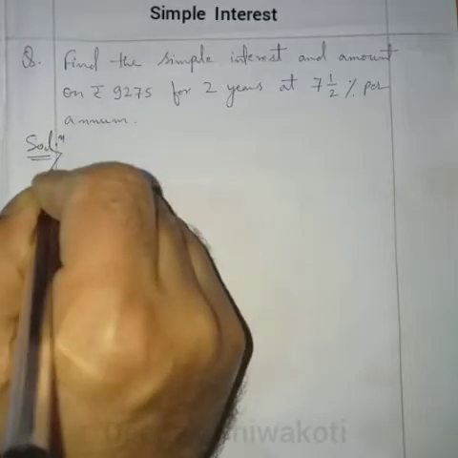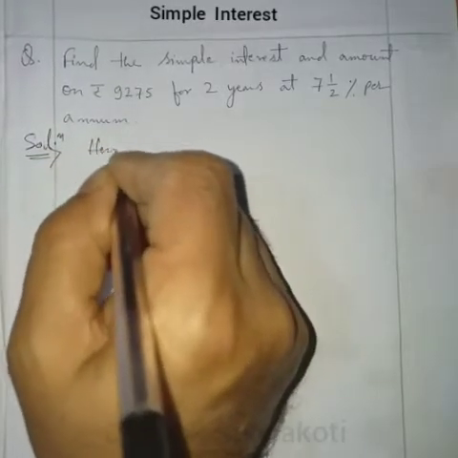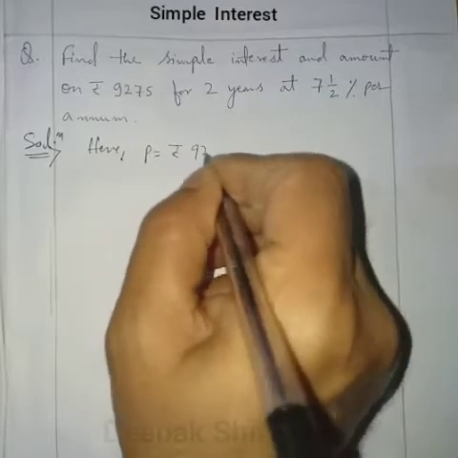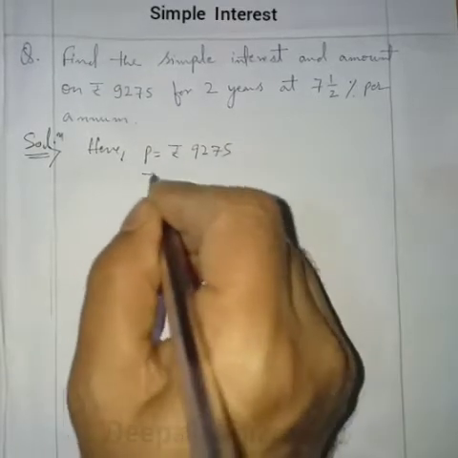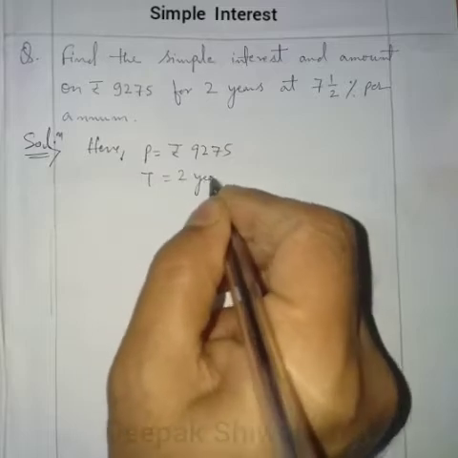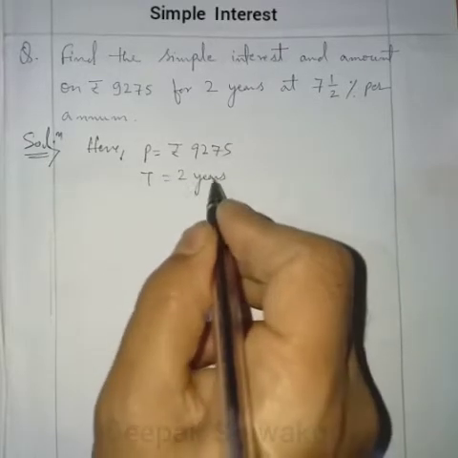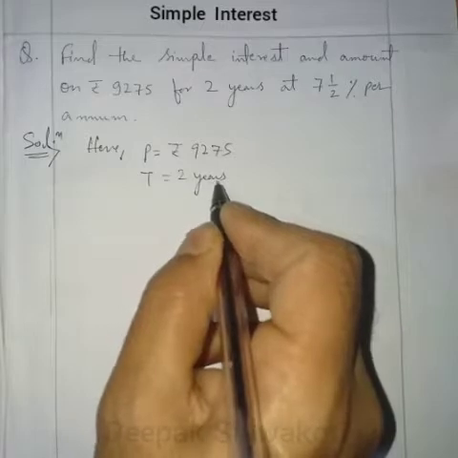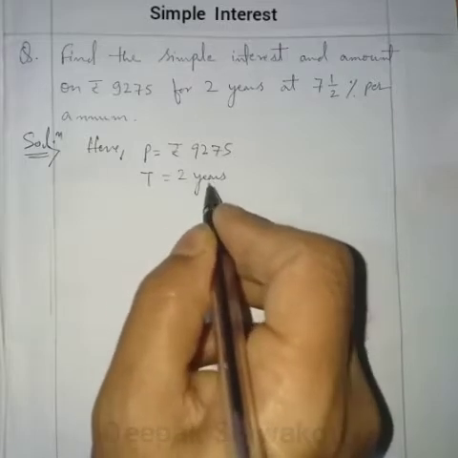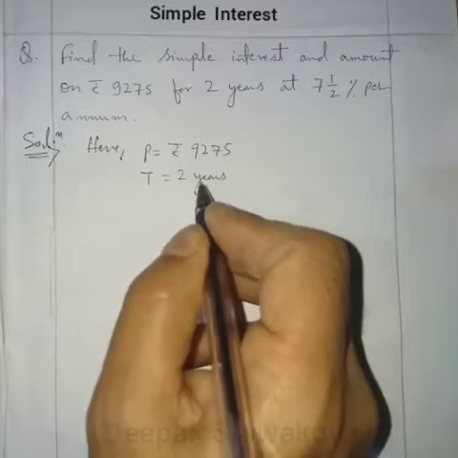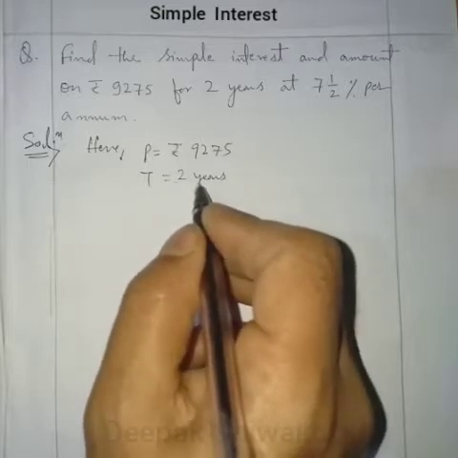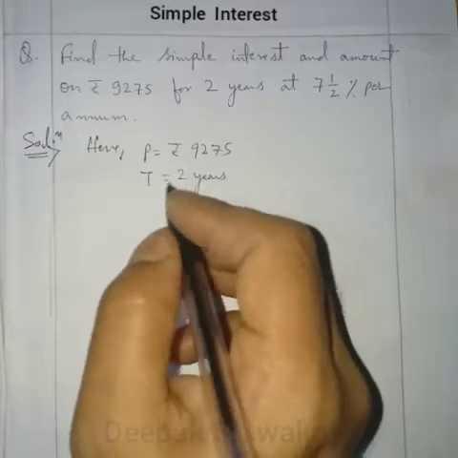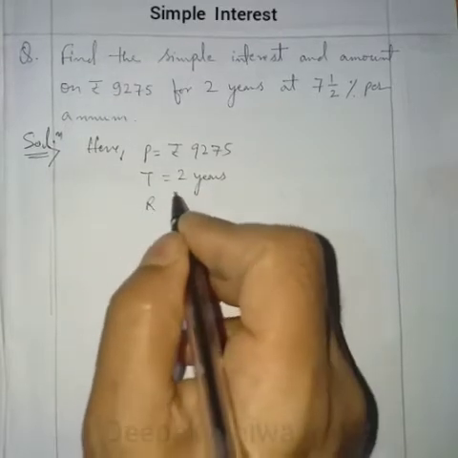Solution. At first let us write the given things. P is equal to rupees 9,275, T is equal to 2 years. Sometimes it is given in months or days, and we have to convert it into years only. If it is given in months, then we will convert into years. If it is given in days, we will convert into years. That I have taught you, so this is a revision only.